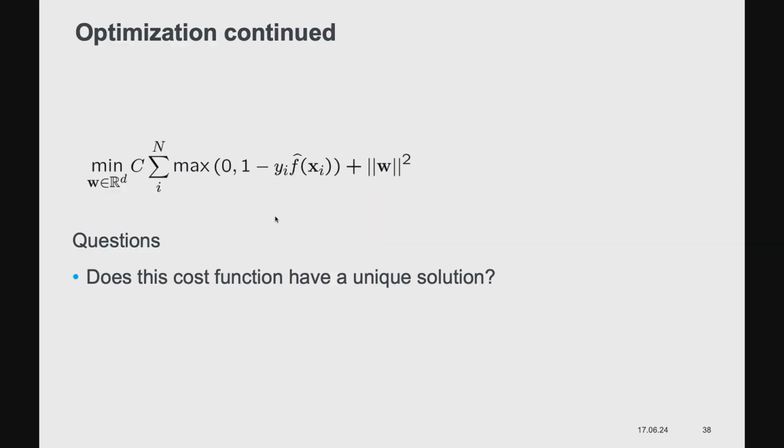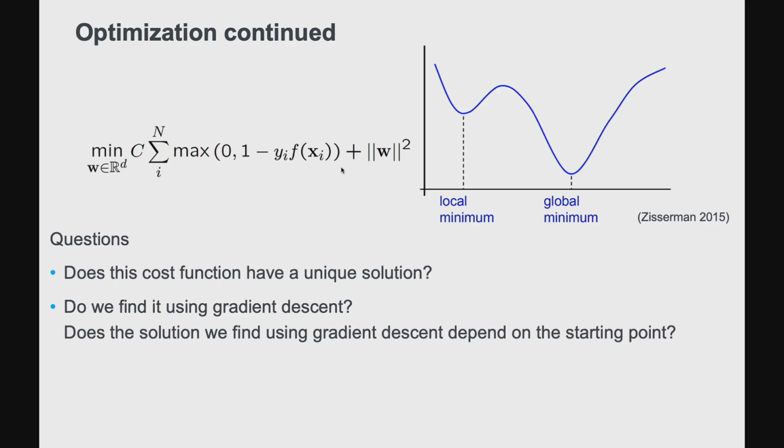Now, here we are in a better situation. And why are we in a better situation? Because this loss function is convex. And because it's convex, it has a unique solution. So first, let's look at the general problem.